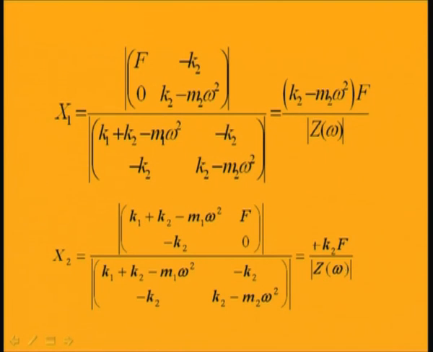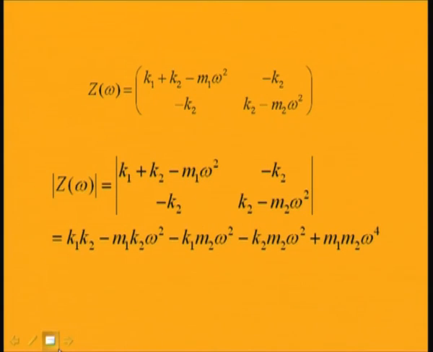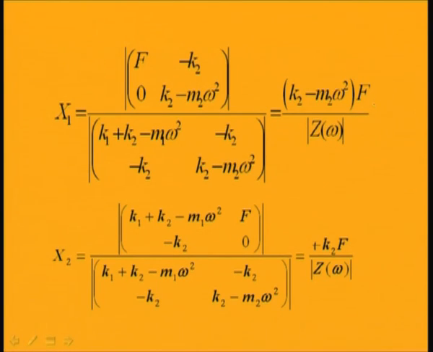So, from this expression you can see that x1 becomes 0 when k2 minus m2 omega square equals 0. When k2 minus m2 omega square becomes 0, x1 equals 0. So, from this we can find the principle of the vibration absorber.